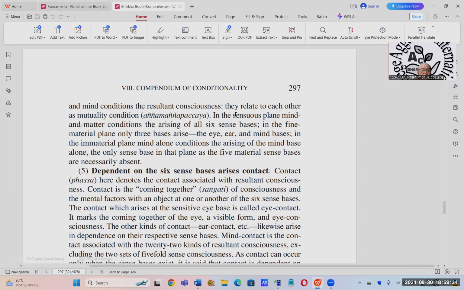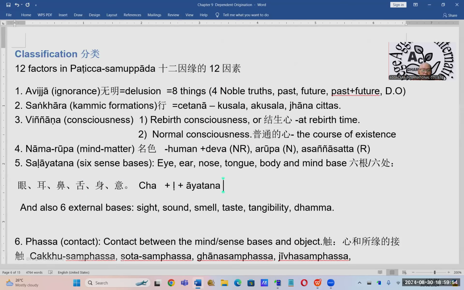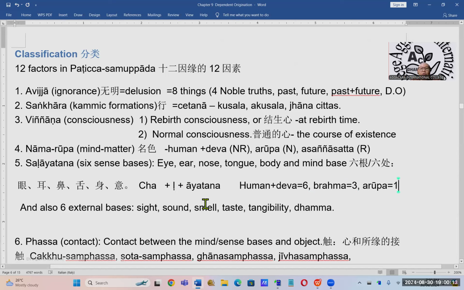Right. In the sensual world, in the kama plane, like humans and devas, we have the six sense bases. But in the fine material plane, those born in the Rupa Brahma realm only have eye, ear, and body base. In an Arupa plane, there is only the mind base. This means what we have here is general. Like human and Deva, you have six. Brahma, you don't have six, you only have three. Then in the Arupa, you only have one. So the number here, Salayatana, is generally talking about what is possible to arise.